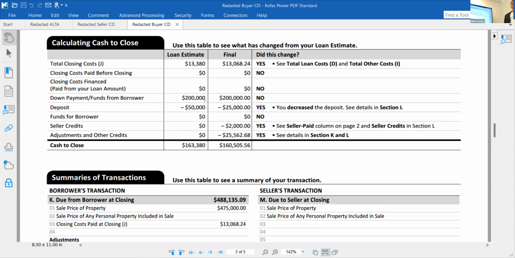Sometimes, if you negotiated a seller credit, I mean, yeah, that's something you did, so that's good. I will make no reference if the final number is higher than the loan estimate. I'll just kind of slide on past it. So don't worry, I got you covered.